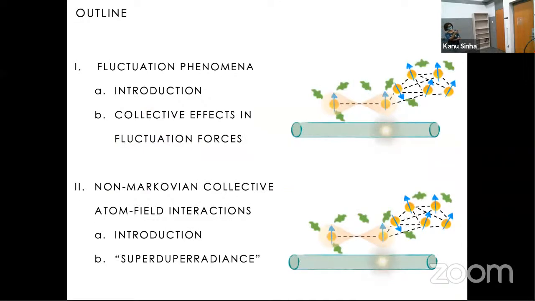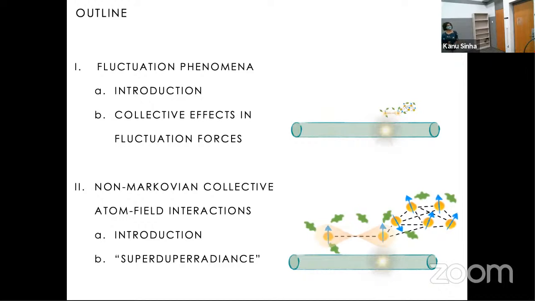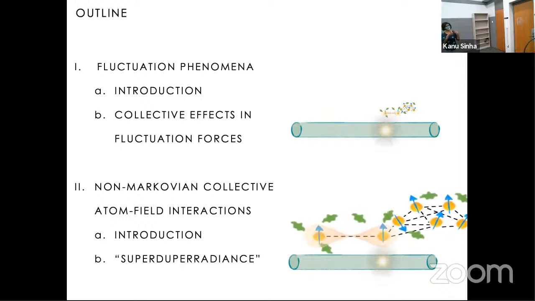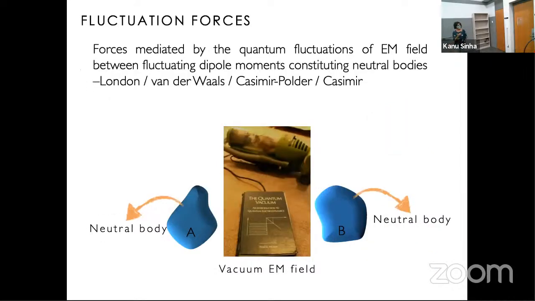So the first part of the talk will be about fluctuation phenomena and collective effects. So we'll be kind of shrinking things down for the first half, and the second half will be about non-Markovian collective spontaneous emission in distant emitters. So we'll be stretching things out there a little bit. All right, so I'll start with some background on fluctuation forces.